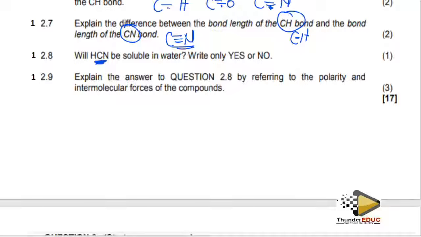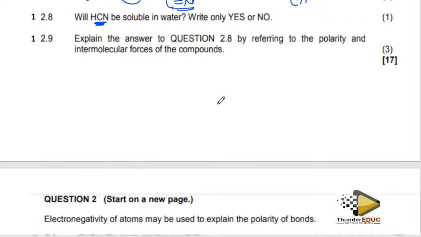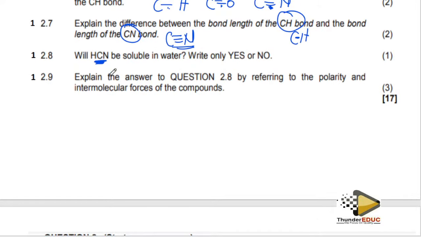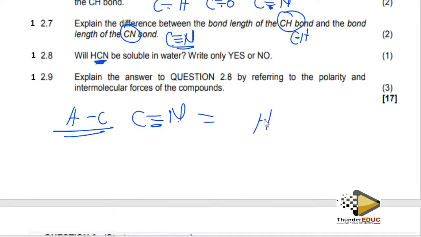Lebu, are you here? Let's go to the next question. The next question is saying explain the answer. So we have said it's referring to the polarity. The electronegativity of hydrogen and carbon is lower than the electronegativity of carbon and nitrogen, making the molecule polar. Hence, there will be an intermolecular force of attraction between this molecule and the water molecule. Hence, it's going to become soluble.